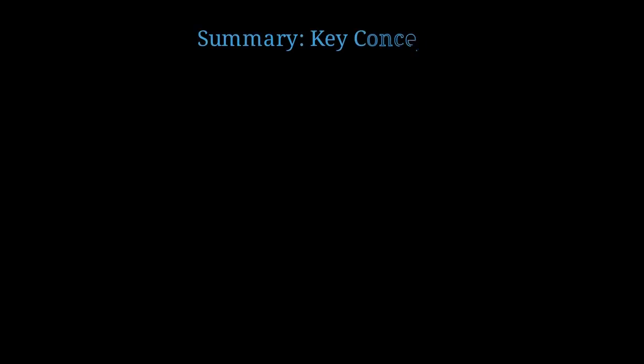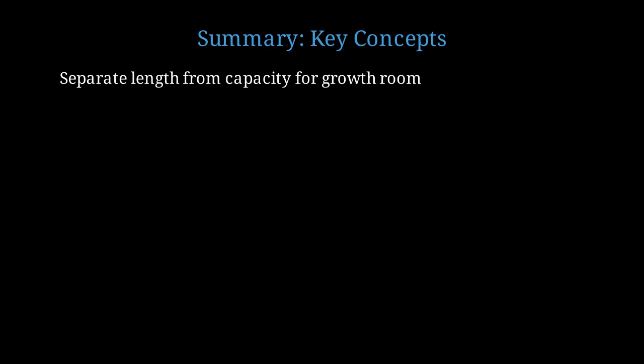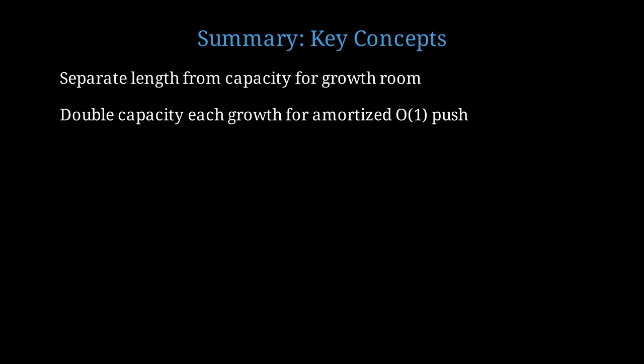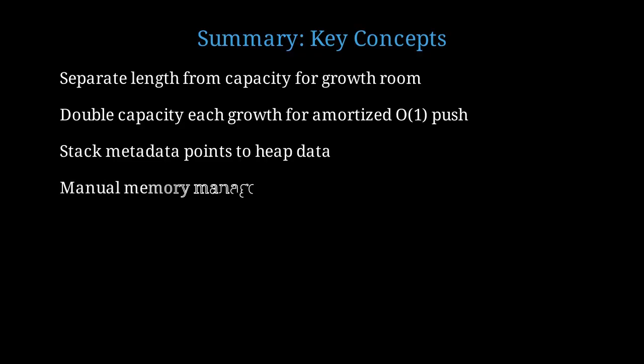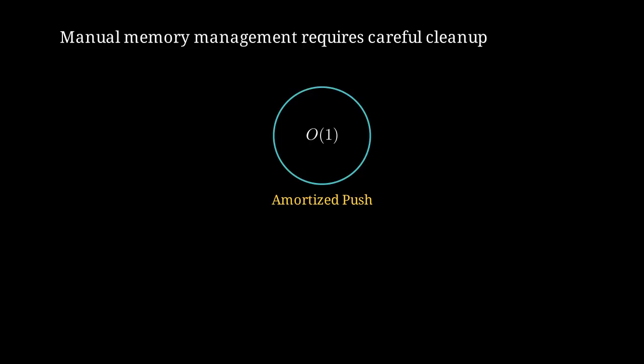Let's summarize the key concepts of dynamic vectors. The core insight is separating length from capacity, giving room to grow without immediate reallocation. Doubling capacity each time achieves amortized constant time pushes despite occasional expensive copies. The small metadata structure on the stack points to the large data array on the heap. With manual memory management, we must carefully free all allocated memory to prevent leaks. The beautiful result is constant time amortized performance for the most common operation, push.